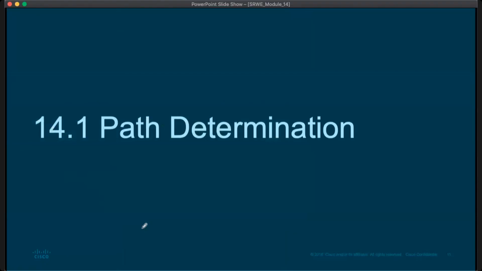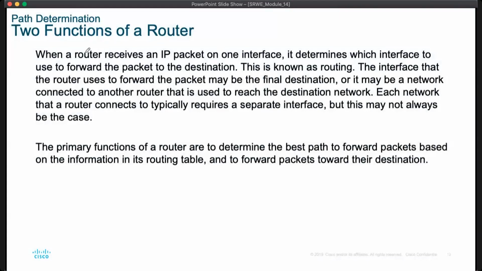Okay, 14.1 path determination. Two functions of the router. When a router receives an IP packet on one of its interfaces, it determines which interface to use to forward the packet to the destination. This is known as routing. The interface that the router uses to forward the packet may be the final destination, or it may be a network connected to another router that is used to reach the destination network.